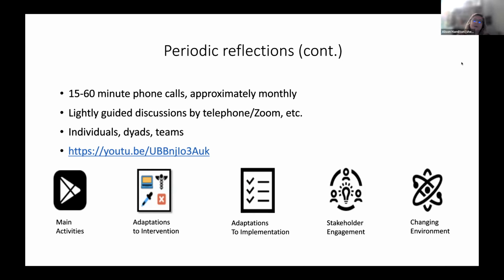So the few things that we tap into in the reflections are the main things that have been happening lately, let's say in the past month, any adaptations that have been made to the intervention. So it's a great way to capture adaptation, not only to the intervention, also to implementation. It's an opportunity to discuss stakeholder engagement and also things that are changing in the local, regional, national, global environment. Next slide.